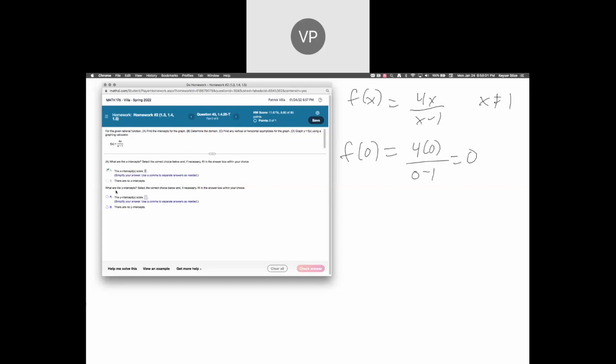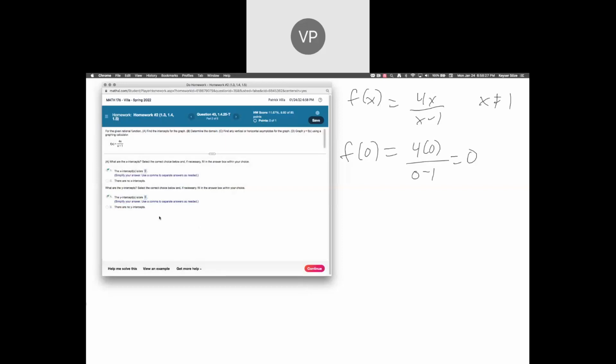Okay, and remember, at most you're going to have one y-intercept. Once in a while you don't have any, but on these polynomials, you're going to get one. On the rationals, sometimes you don't have any y-intercepts, but this time we do have one, and it happens to be the same point. It's going to be at 0. And that's it for this part.